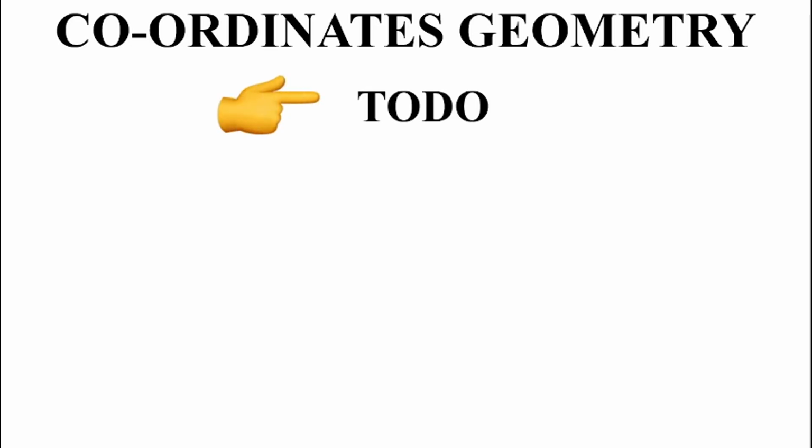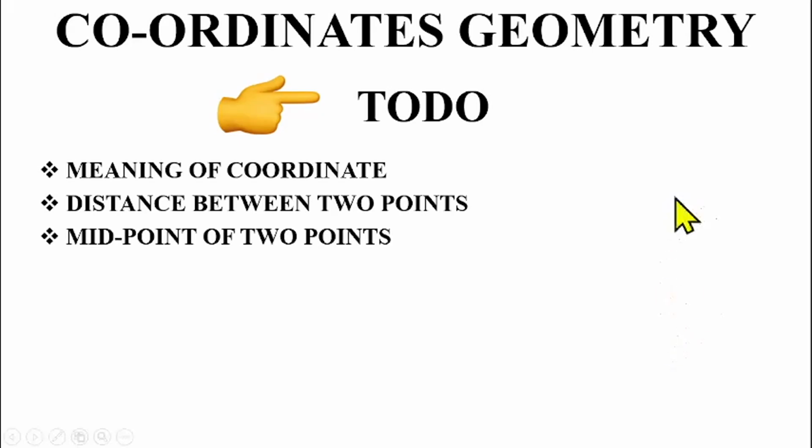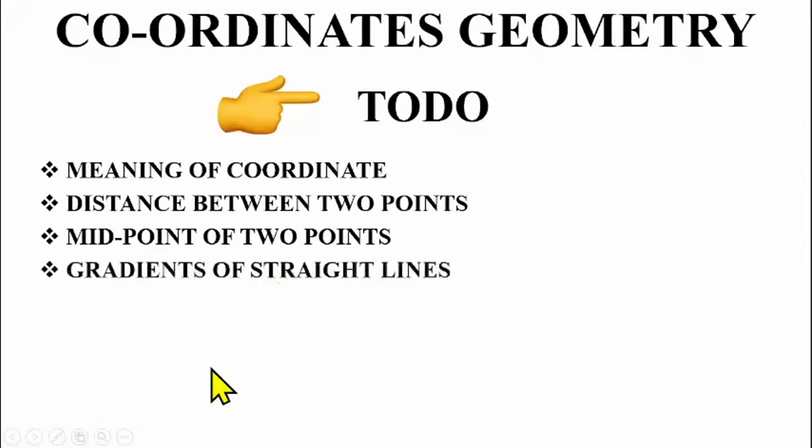Those are the topics we are going to be discussing under coordinate geometry. One of them is the meaning of coordinates, and also we are going to be finding the distance between 2 points, given the coordinates of the 2 points. We are also going to be talking about the midpoint of 2 points, given their coordinates as well. And also we are going to be finding the gradient of a straight line in different forms.